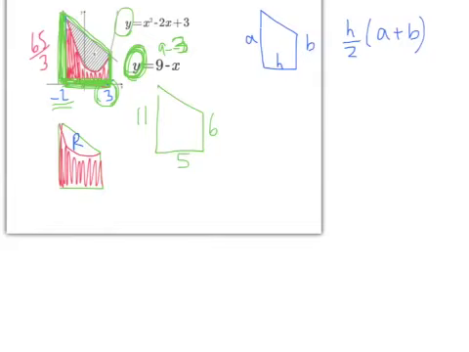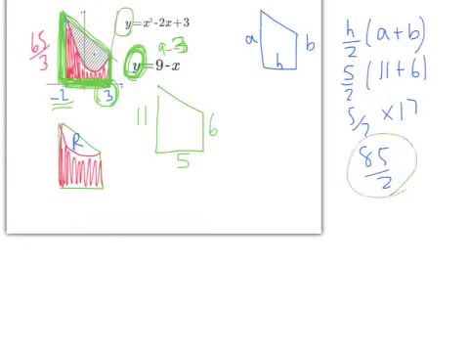So let's feed that in. We're going to get 5 over 2 times (11 plus 6), and 5 over 2 times 17 gives me 85 over 2. So I reckon that my lovely trapezium has got an area of 85 over 2.